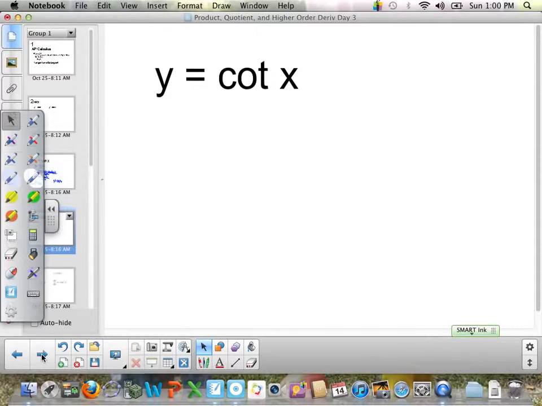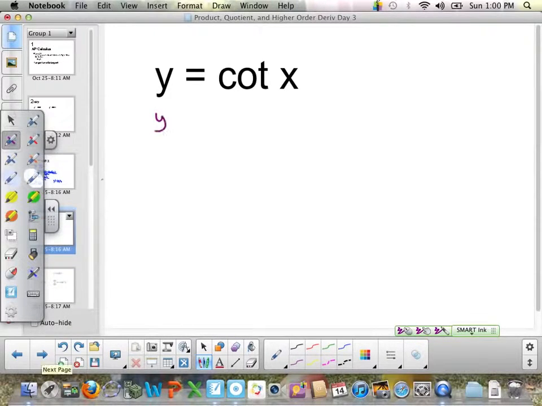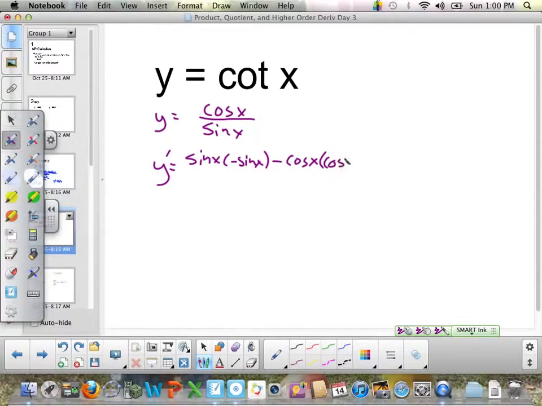Using similar methods, we can find the derivative of cotangent. So we will rewrite cotangent as cosine over sine. And again, we'll apply the quotient rule. We will do bottom times the derivative of the top, which is negative sine x, minus top times the derivative of the bottom, which is cosine x, all over bottom squared.